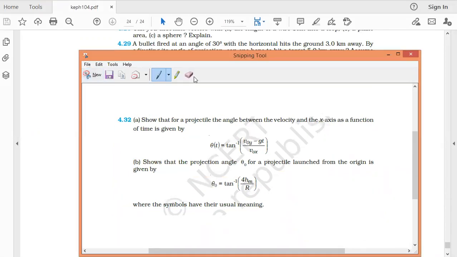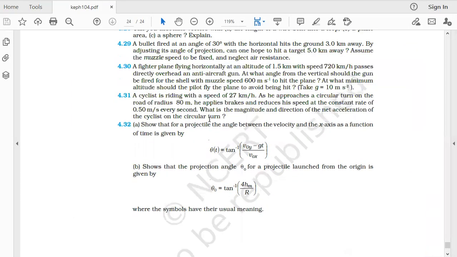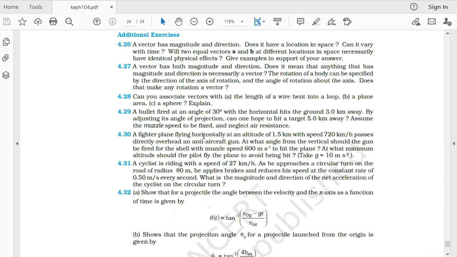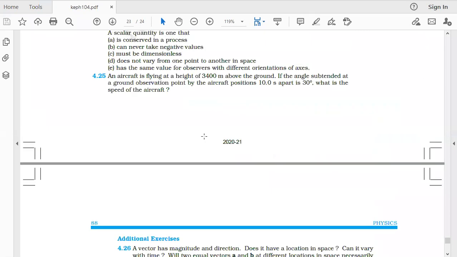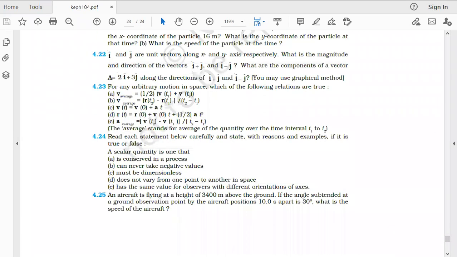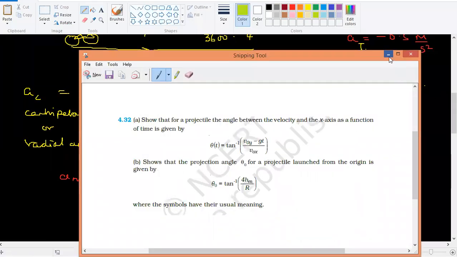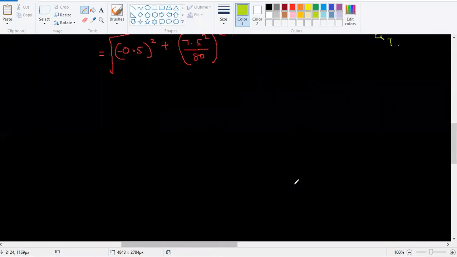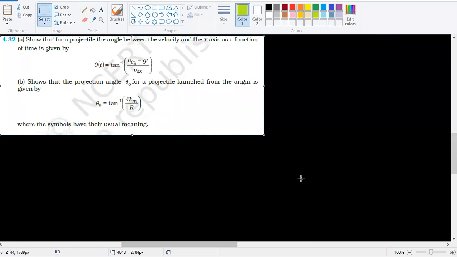In your school tests, very often you can expect these kind of projectile motion problems. So be thorough with all the projectile motion problems. This is more like a proving problem, very easy, nothing very difficult here, even though it looks very complicated.